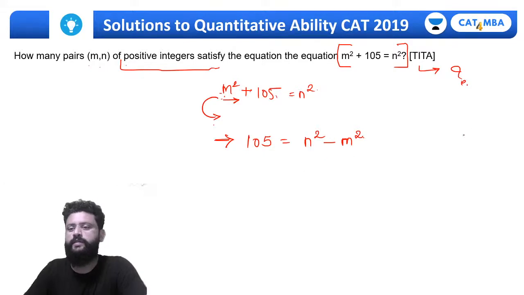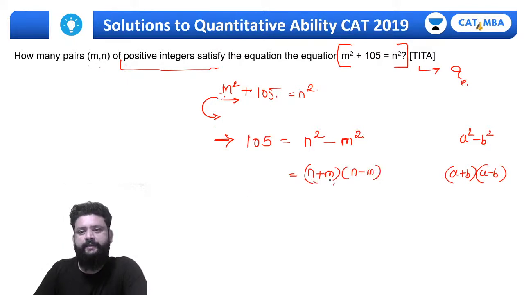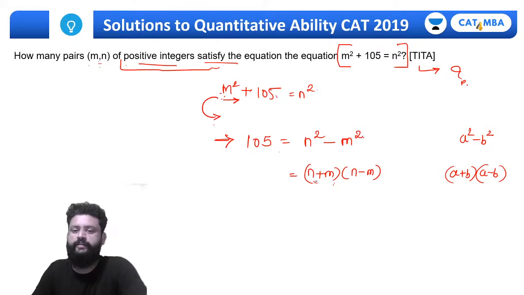If not, everyone knows the formula: a square minus b square is (a plus b) into (a minus b). So this can be written as (n plus m) into (n minus m). That was all the work. Then we know n and m both are positive integers, so surely this is a multiplication of two numbers. One number's value is n plus m and the other is n minus m.